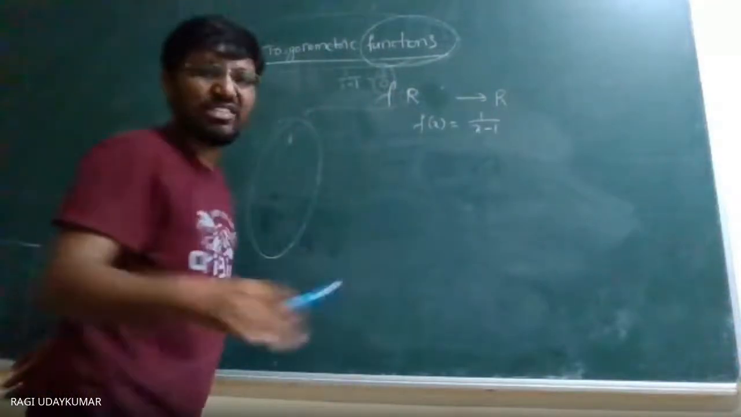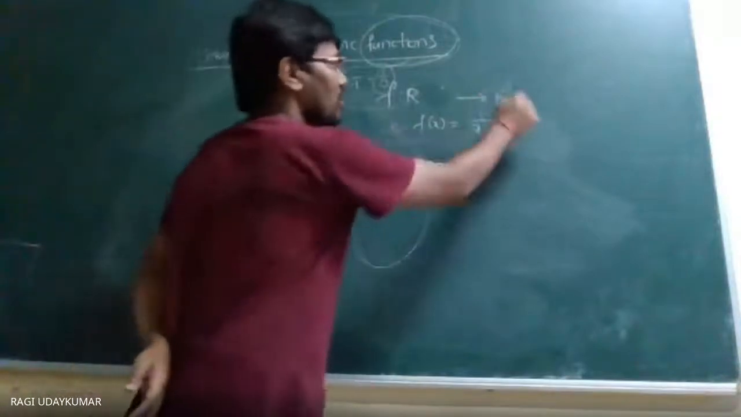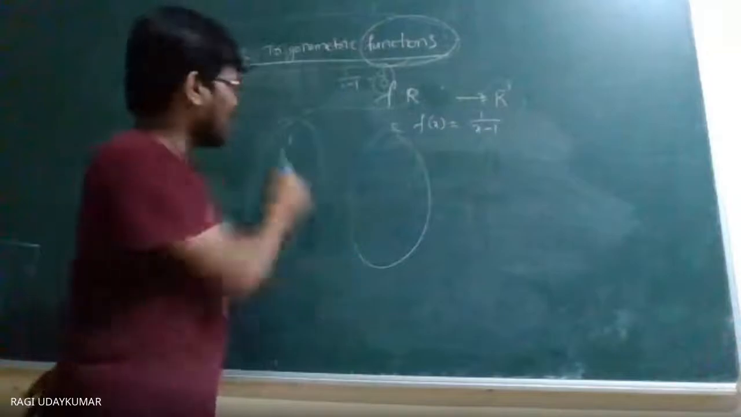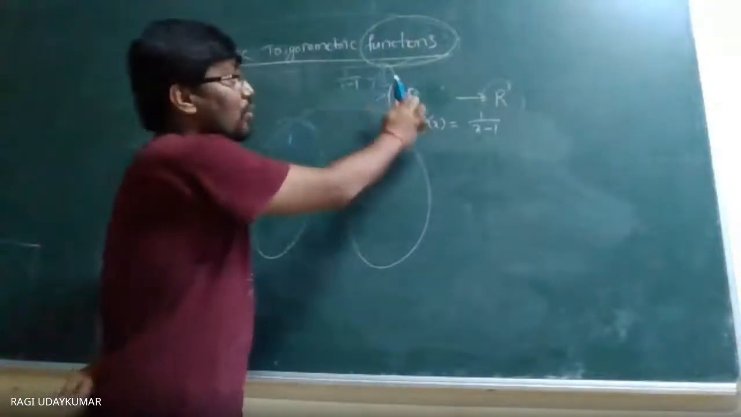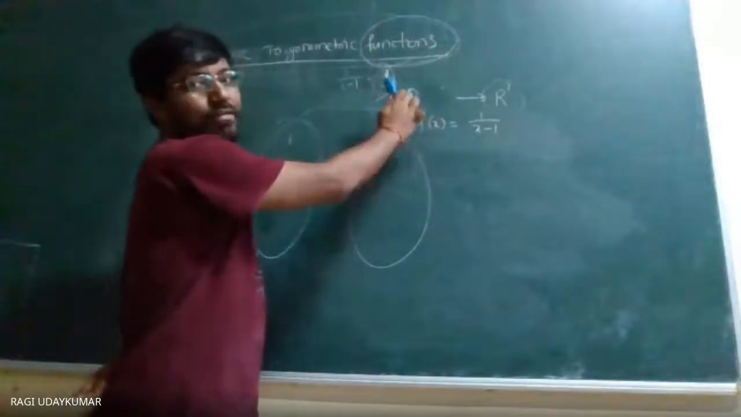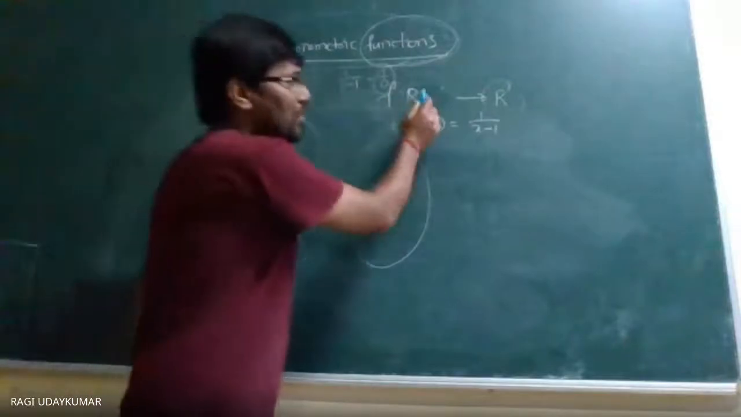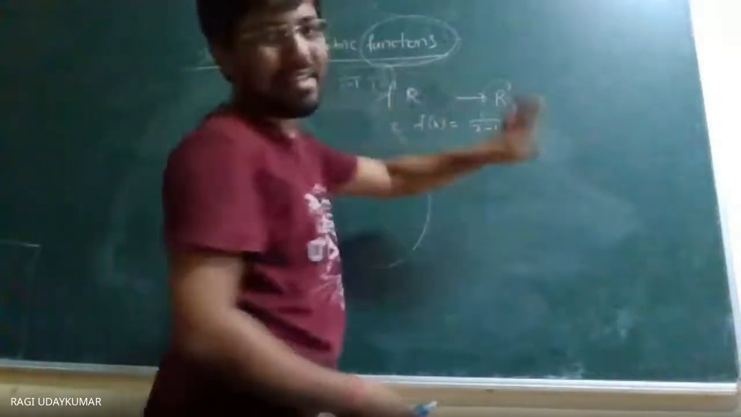Undefined is not a number, so it is not possible in the codomain. So this will be empty; this cannot be related to anyone. That's why, if you take this without subtracting the singleton set, then it is not a function.